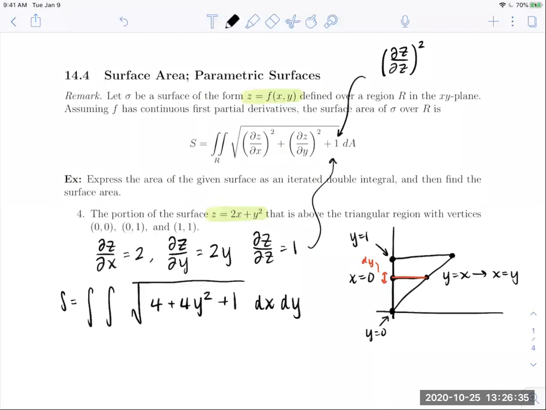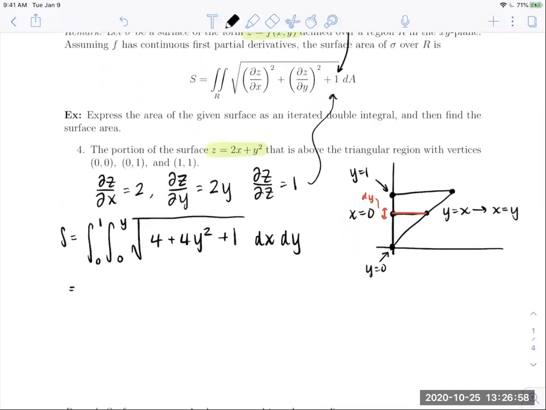All right, now let's go ahead and do the outer limits of integration. y is ranging from as little as 0 to as large as 1. And then for x, on the rightmost line, I have x equals y, and leftmost is x equals 0. So I've set up my double integral here. I can, of course, do one simplification, adding the constants together, which gives me a 5 plus 4y squared.